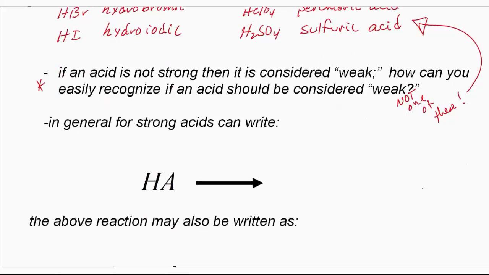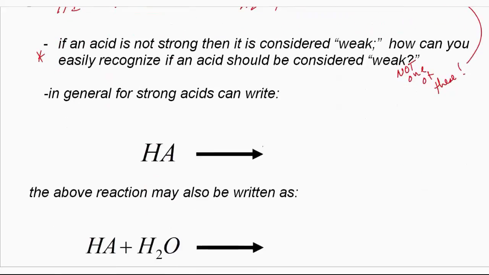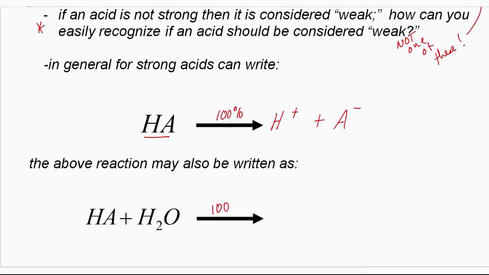So in general, for strong acids, we can write our strong acid breaks up 100% to hydrogen ions and the anion. We could also write the reaction in the form of the hydronium ion if we want. The H turns into hydronium ion when combining with water.